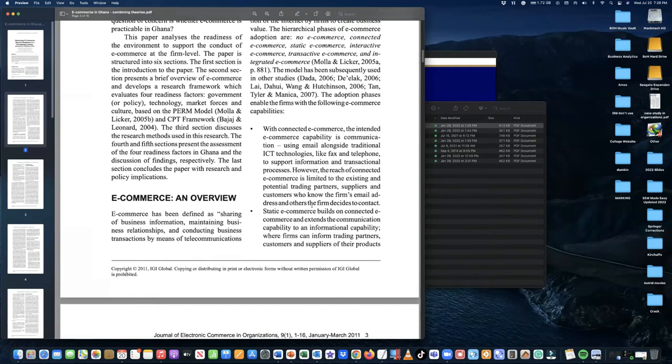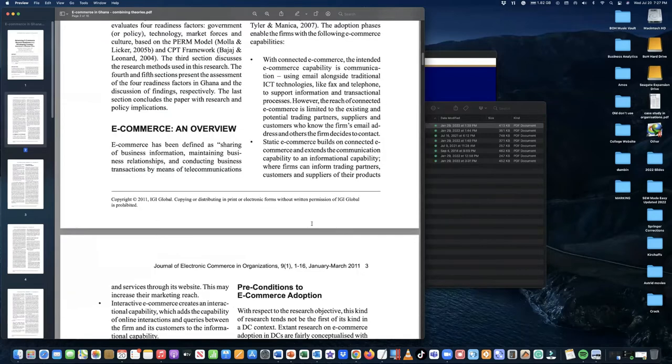Static e-commerce builds on the connected e-commerce and extends the communication capability with an information capability. So here you see the firm is more active in giving information out. There's a website that gives information out, and that's all that they do. It's not interactive. It's not really waiting to listen to what you say.